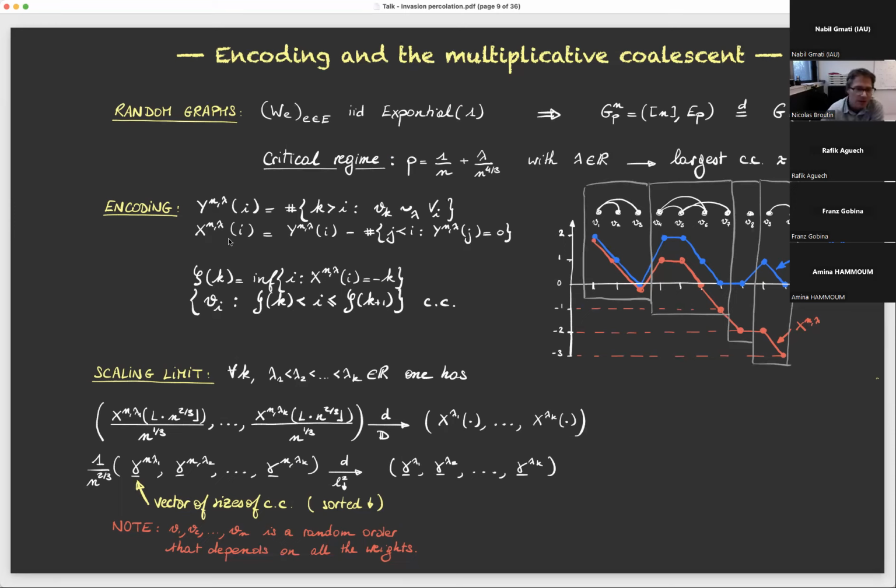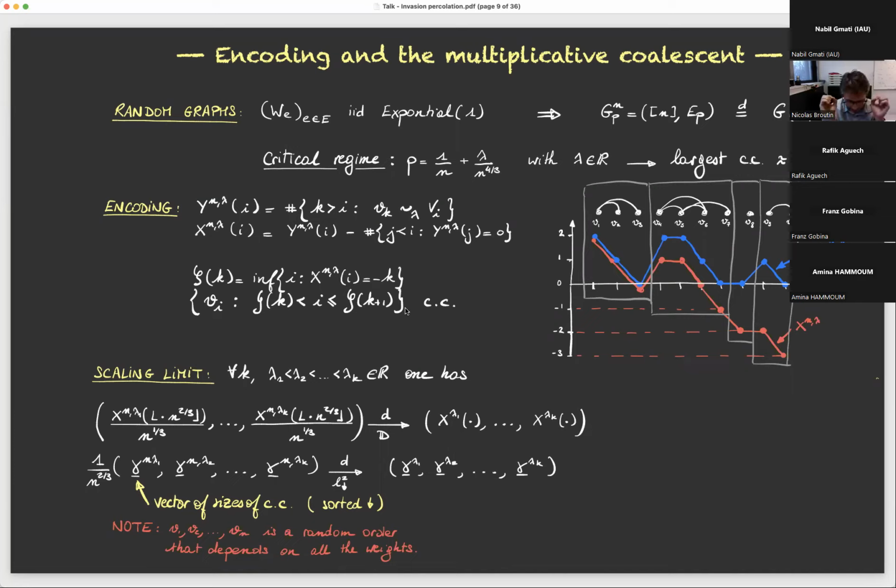No, okay. So it doesn't really matter what the definitions are, like the encoding, you can forget about it. What matters is that you take the nodes in the order that I gave you, V1, V2, Vn, which remember, this order depends on all the weights. So this is a random order, and it could really create a huge mess.